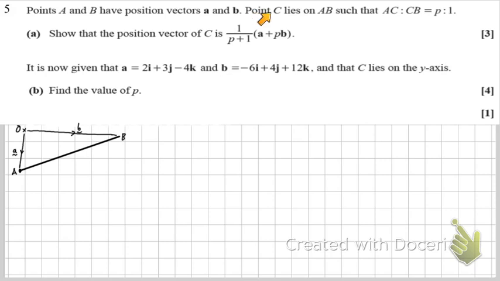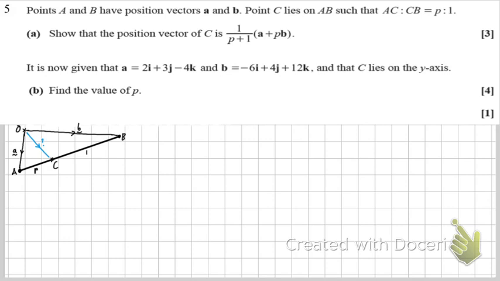Now, point C lies on AB, so draw it in a random place, and we're told that the ratio of AC to CB is p to 1. So you can see I've drawn a little p and a little 1 to indicate those relative distances on the diagram. And part A asks for the position vector of C, which I've drawn on in blue.